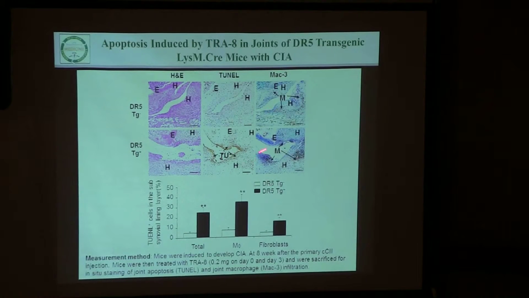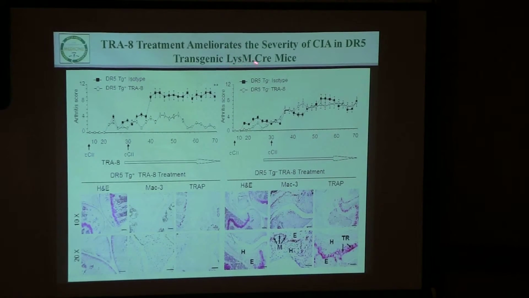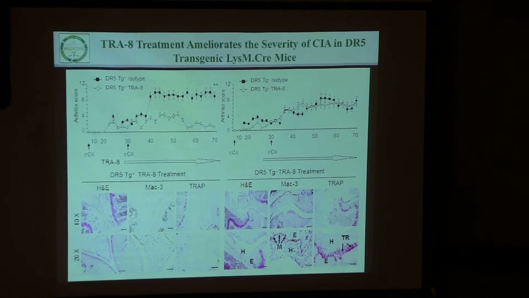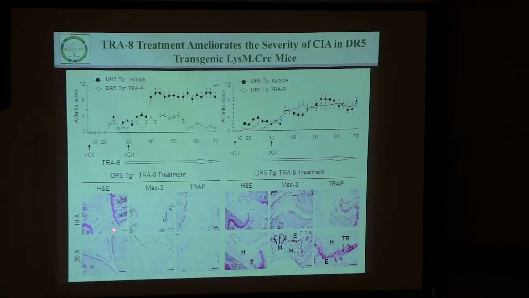This is the TUNEL staining, which is highly consistent with the caspase activity image. And again, TRIA treatment can suppress the development of arthritis in these transgenic mice crossed with lysozyme Cre. The histology is also highly consistent with the clinical score, which shows the reduction of inflammation and reduced infiltration of macrophage in the joint, and the lower activity of TRAP, which indicates the elimination or inhibition of development of osteoclasts.